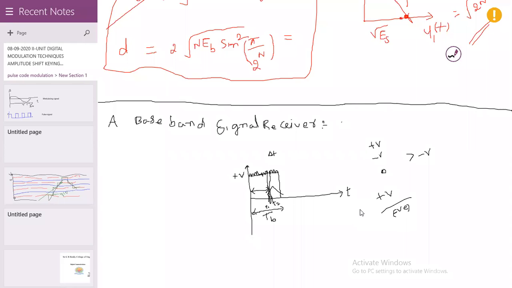Now you go for the derivation of that receiver. What is the output signal power and what is the noise power? Okay, shall I start that one?